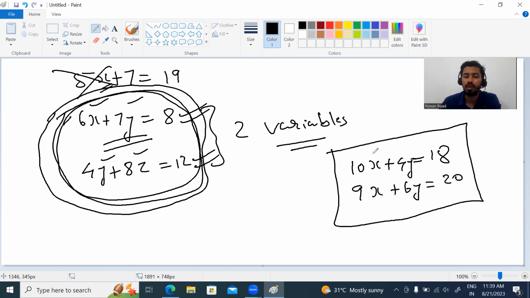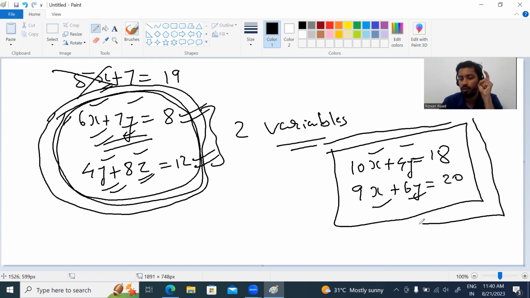There are two variables, x and y, in both. But here we have one problem with the earlier pair. Both are linear equations in two variables, but the variables are different. Here it is x and y, here it is y and z. Exactly in this chapter we are dealing with equations where both are linear equations in two variables and the variables are also the same, x and y.